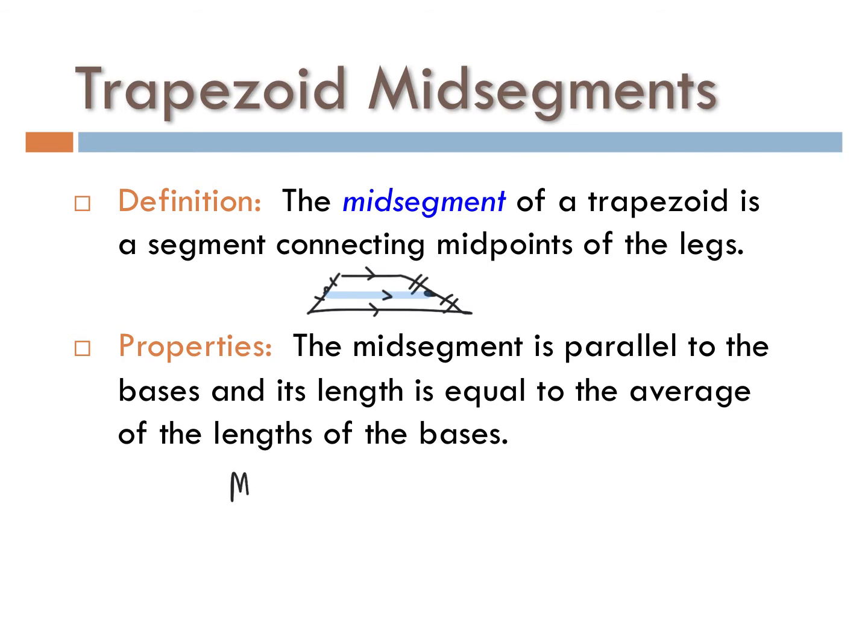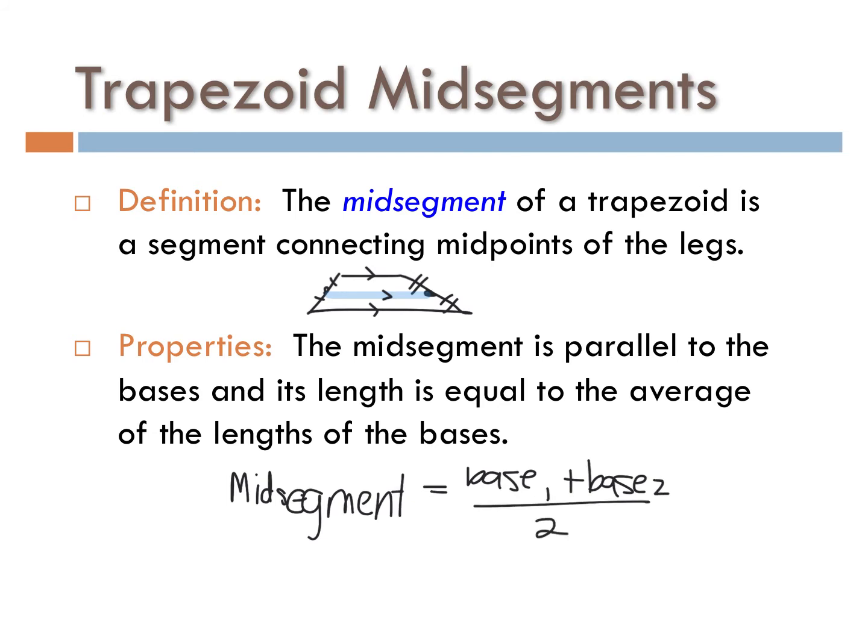And its length is equal to the average length of the bases. So the average length of the bases is I would take the length of base 1. That's not how you spell midsegment. Whoopsies. Midsegment. Oh gosh, that's bad writing. Okay, it's going to equal base 1 plus base 2, so however long the first base is, plus however long the second base is, and then you would divide it by 2. That's what it means for the average. If there's 2 bases, you're going to divide by 2. If we had to find the average of 16 items, we would divide by 16.